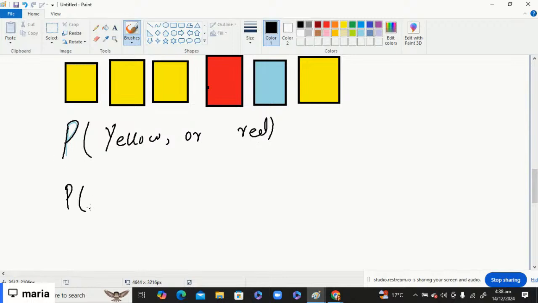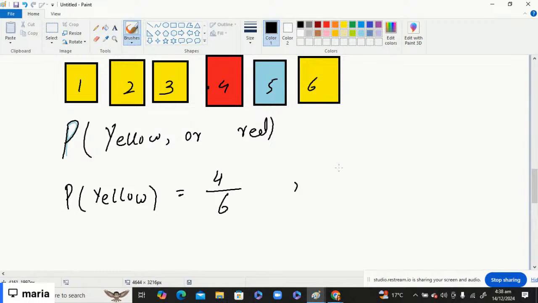So, probability of yellow. How many total cards are there? It's 1, 2, 3, 4, 5, and 6. How many cards are yellow? That's 4. So 4 by 6.